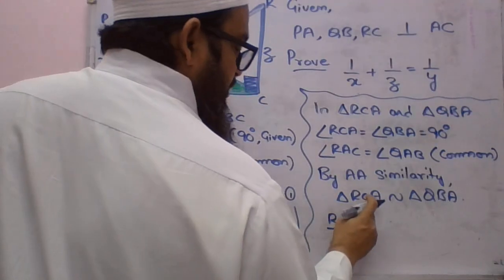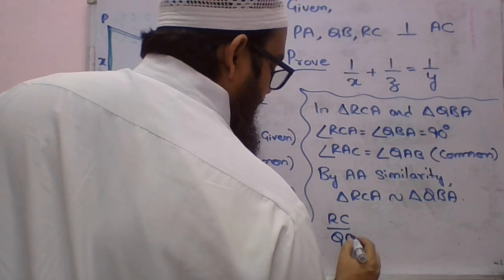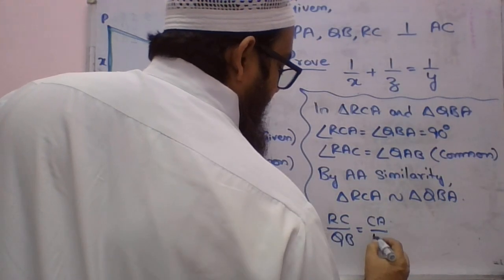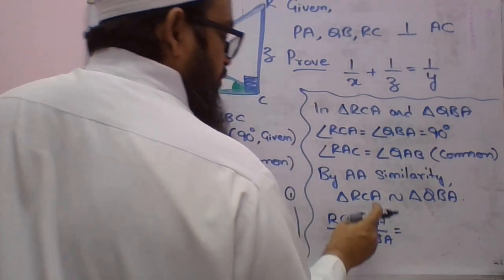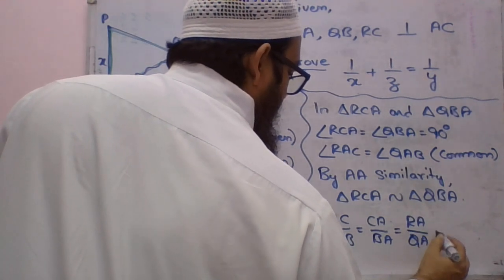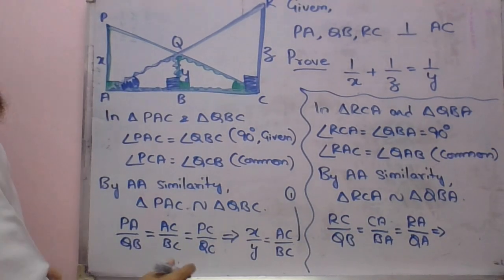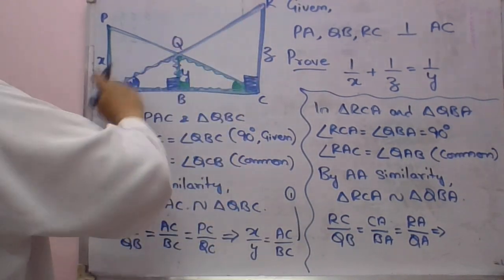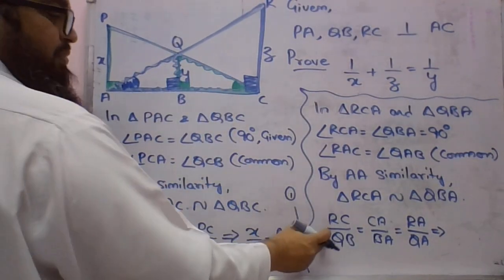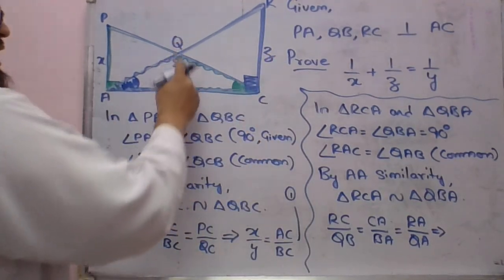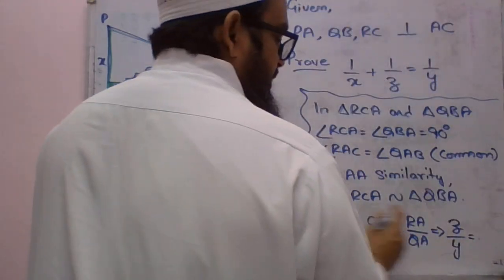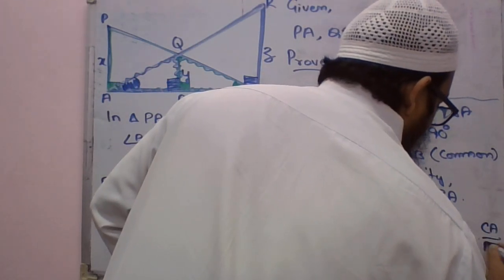The sides are in proportion. RC divided by QB is equal to CA divided by BA is equal to RA divided by QA. Here RA divided by QA we are not going to use. So RC by QB. What is RC? Z. And QB is Y. So Z by Y equals CA divided by BA.